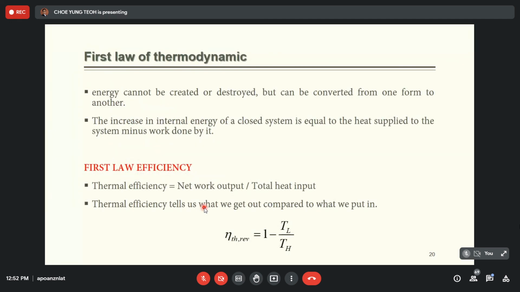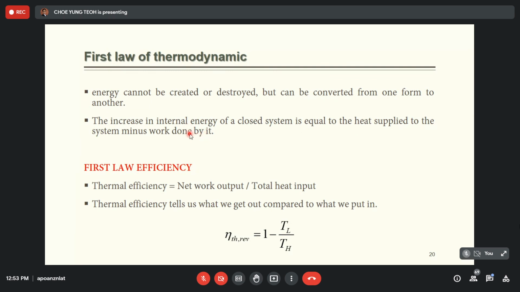Okay, now let's look at the first law of thermodynamics. Just some refreshment: energy cannot be created or destroyed, but can be converted from one form to another. This is referred to as the first law of thermodynamics. The increase of internal energy of a closed system, where closed system here refers to no mass transfer in or out, is equal to the heat supplied to the system minus the work done by it.